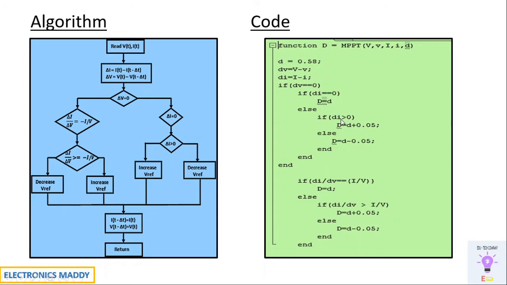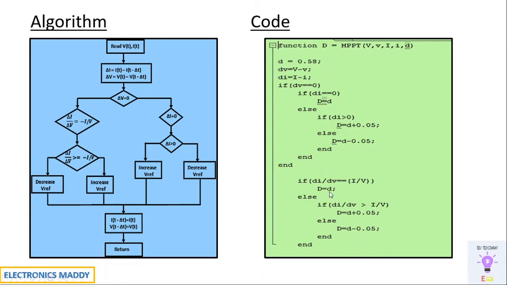So di greater than 0, that is this particular portion. It increments or decrements the value of d by 0.05. You can choose this value based on your requirement; I've chosen it to be 0.05. Again, it will end the statement in case this is satisfied. Otherwise, there is another if condition over here: di by dv is equal to minus I by V.